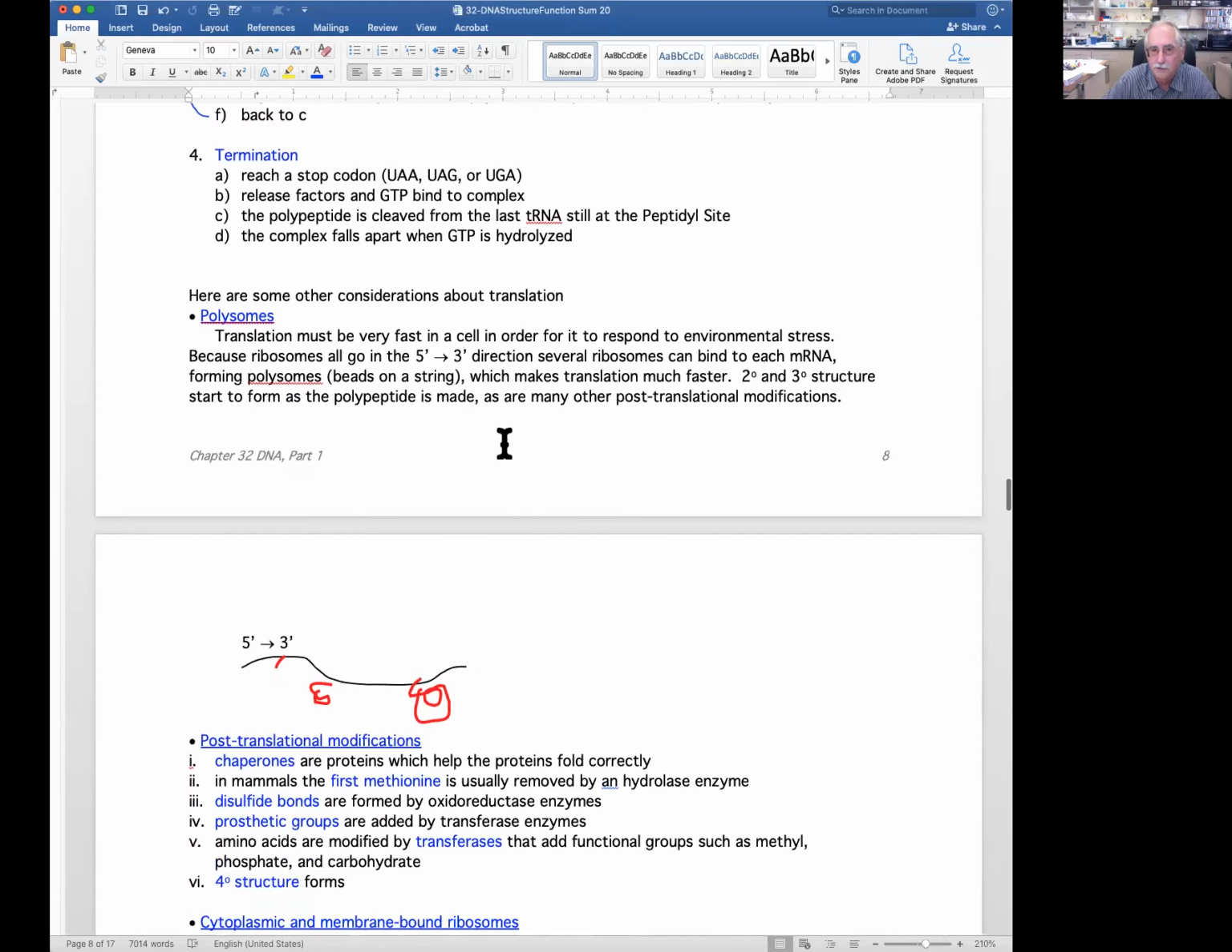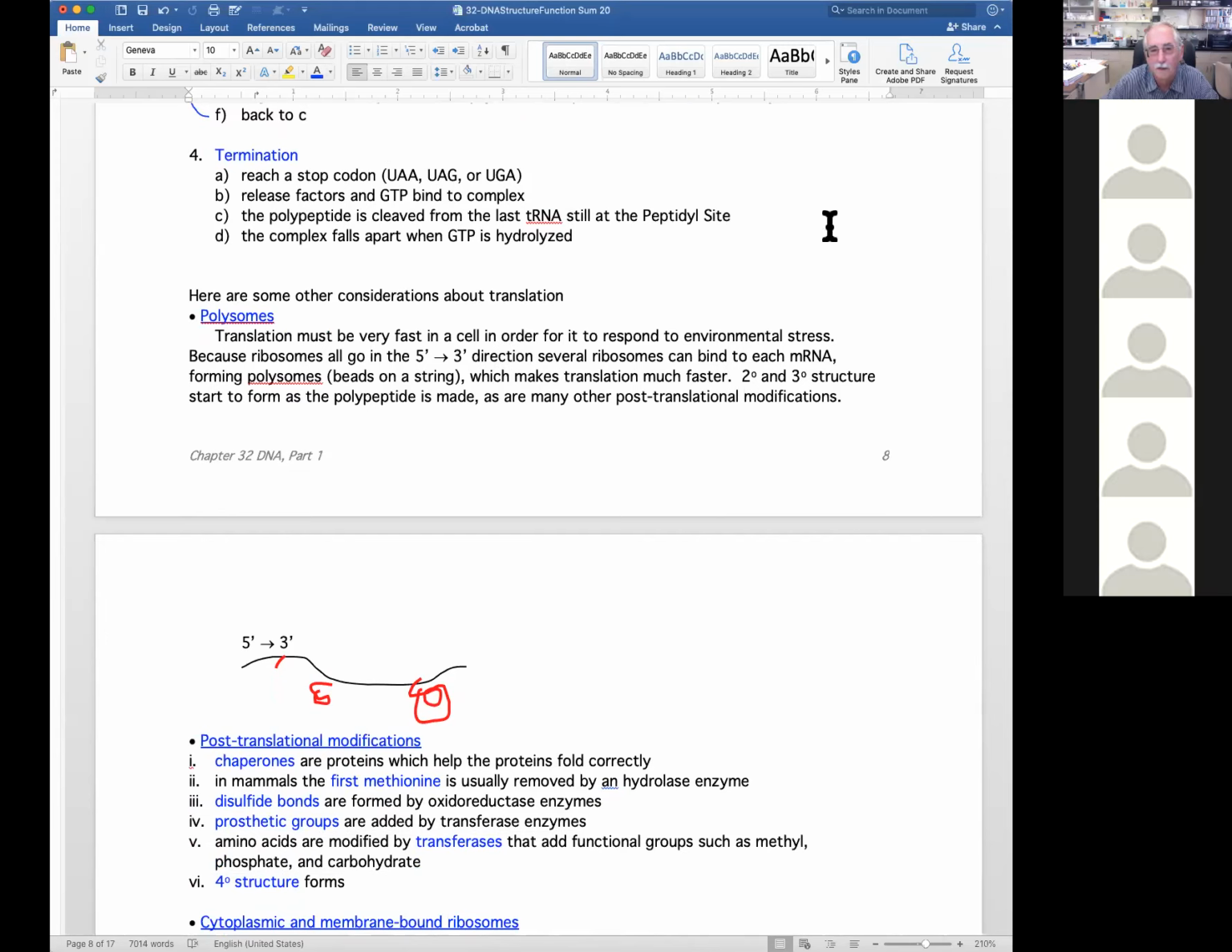Okay, any questions so far? I know it's complex, but each one of you is doing this right now as we talk. I might even be doing it at a much slower rate.